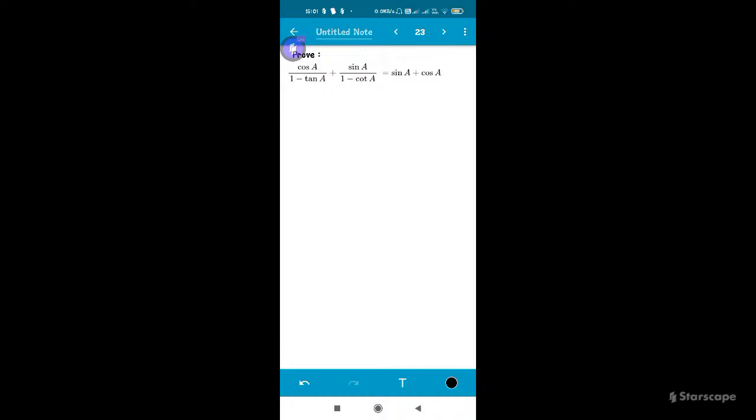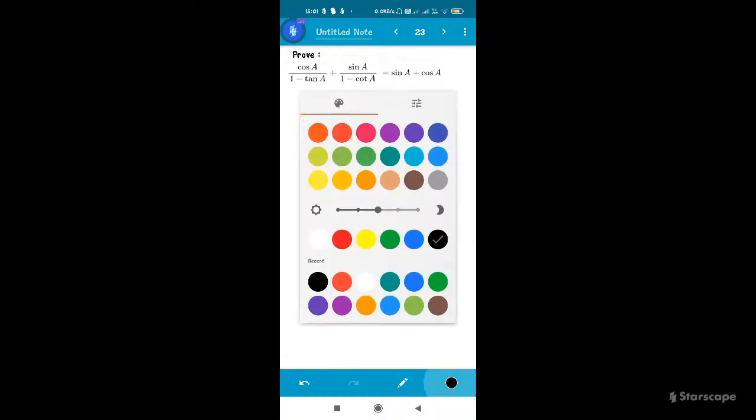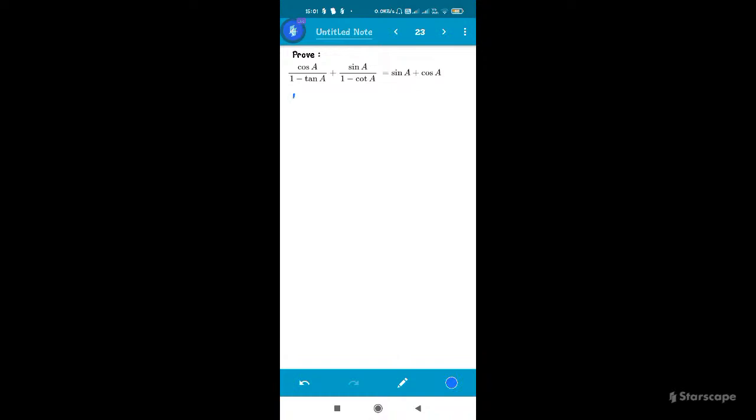We have to prove that cos A divided by 1 minus tan A plus sin A divided by 1 minus cot A is equal to sin A plus cos A. So let's begin with LHS. Cos A by 1 minus tan A plus sin A divided by 1 minus cot A.